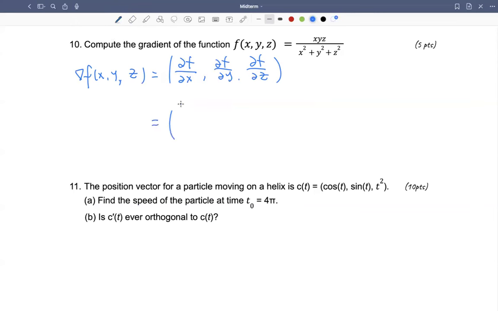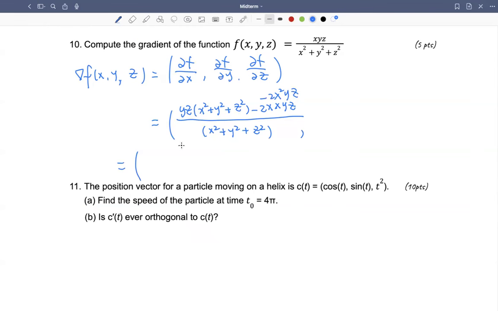And now let's do a calculation. In the x direction, we have to use the quotient rule because x appears in the numerator and x appears in the denominator. So take the derivative of the numerator, get yz, multiplied by the denominator, x squared plus y squared plus z squared. Then minus the derivative of the denominator in the x direction, which is 2x, times the numerator, which is xyz. Then take the denominator squared, x squared plus y squared plus z squared, squared. Let's simplify this, and the other two components are very similar. We get yz x squared from the first term, and this term gives us negative 2x squared yz.